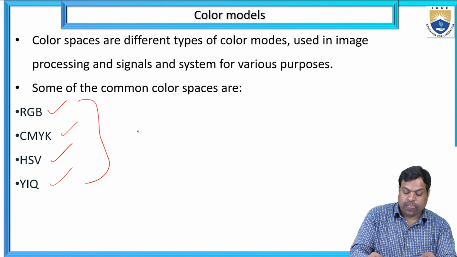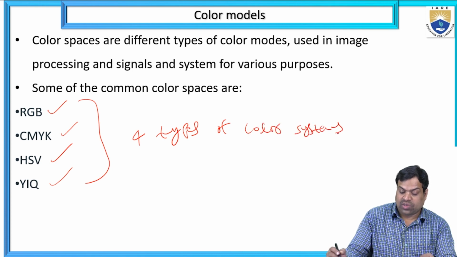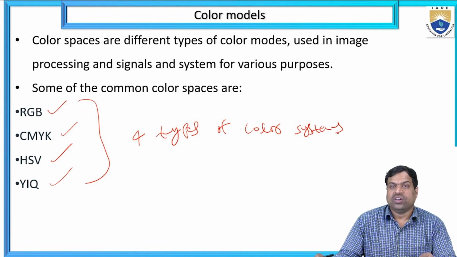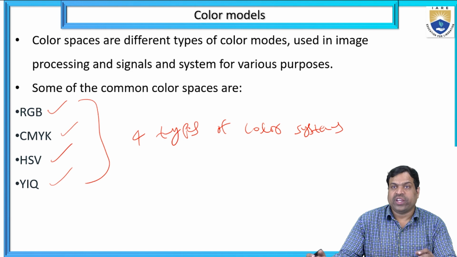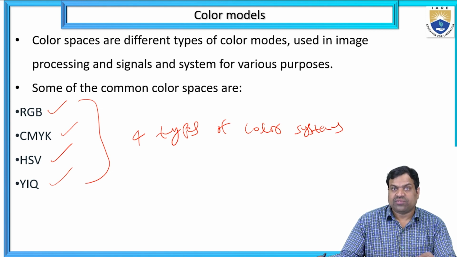So, these are the 4 types of color systems used in color models. There are different types of color models, but mostly, for different purposes and different signals, we use the common color spaces RGB, CMYK, HSV and YIQ. Each one we will discuss.